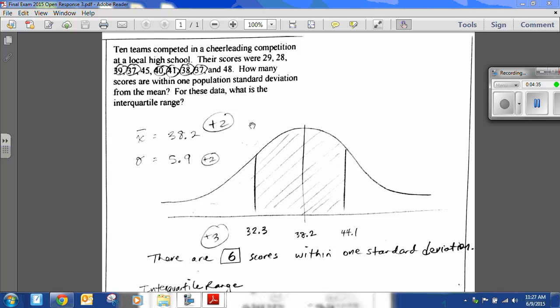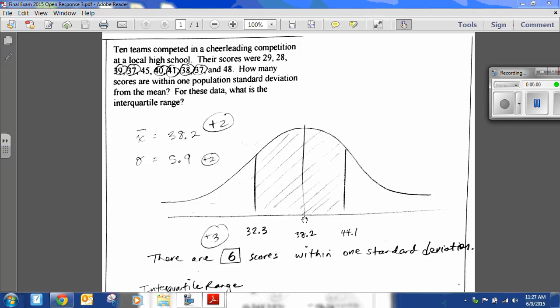Well, how many scores are within 1 population standard deviation from the mean? You need 2 things. You need to know the mean, you need to know the standard deviation. So we plug all these into the calculator, and we find that 1 variable statistics gives us a mean, which is x bar, of 38.2. I give you 2 points for that. Standard deviation is 5.9. I give you 2 points for that.